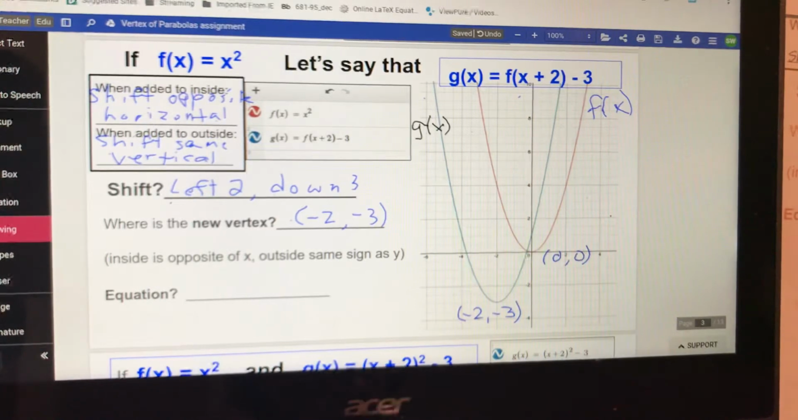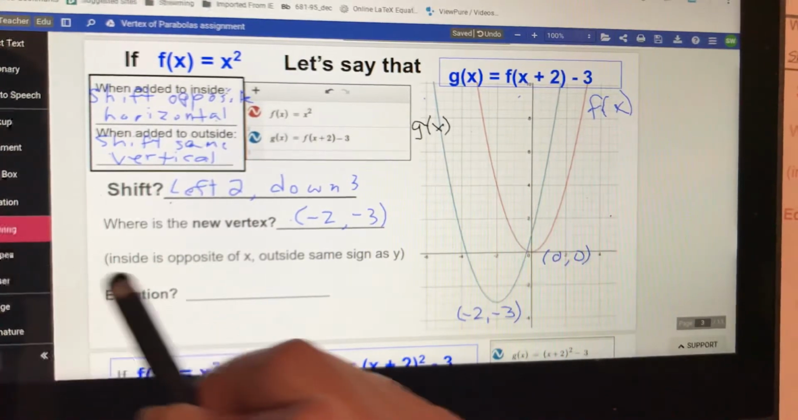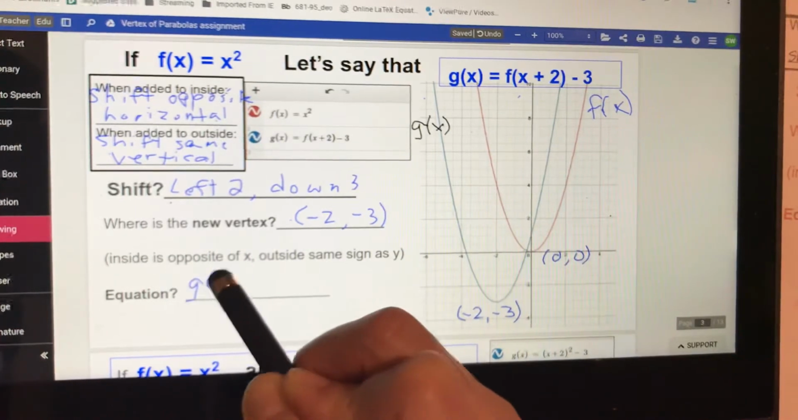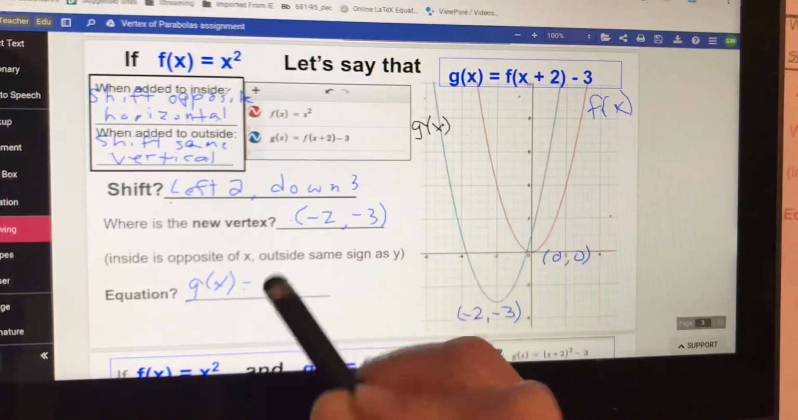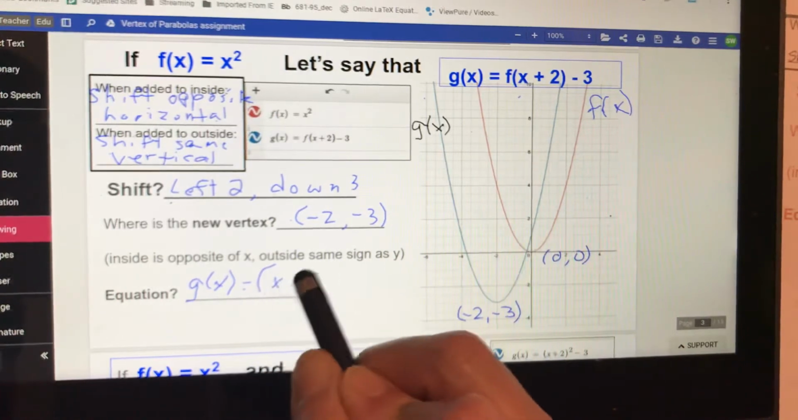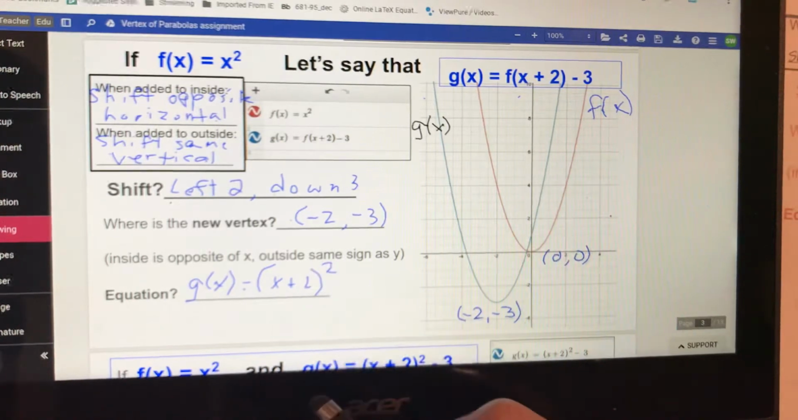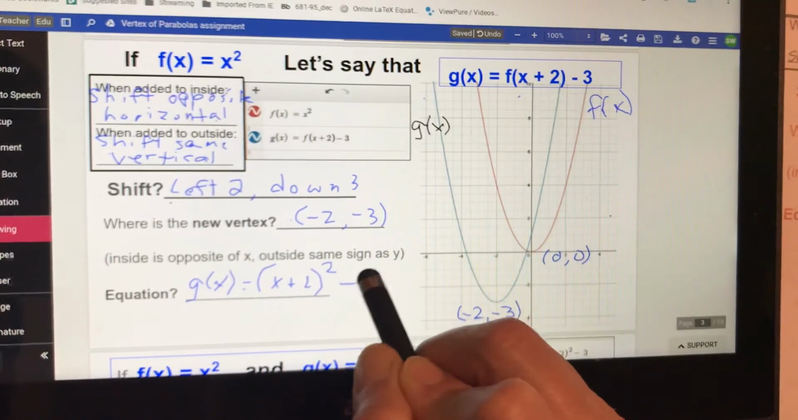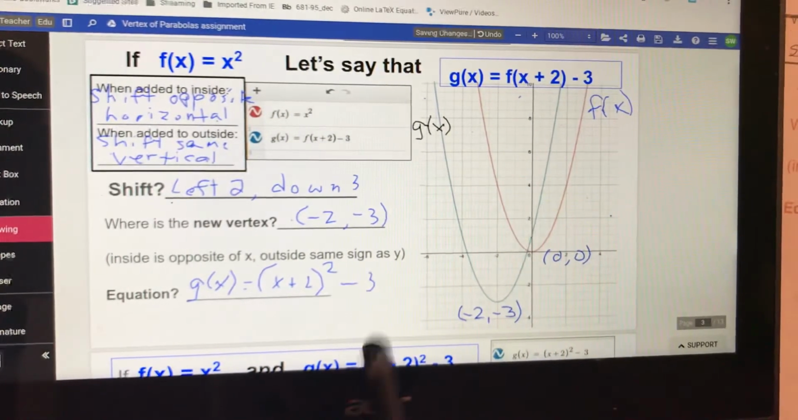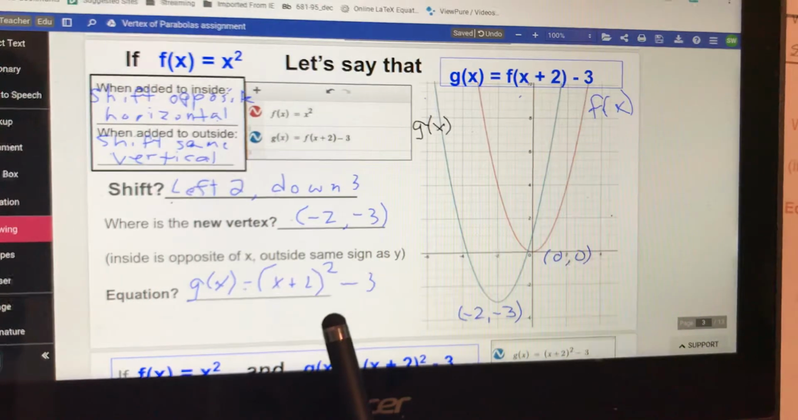Now, what would the equation of that be? Now, when we talk about the equation, we have to allow for the fact that it's a quadratic equation, a parabola. So in this case, we're going to say that g of x equals x plus 2, to show that it shifts to the left 2, squared, that gives us the quadratic equation or the parabola, and down 3 or -3. So the equation has the squared in it to show that it's a parabola or a quadratic equation. It also gives the directions of the shift, left 2 and down 3.